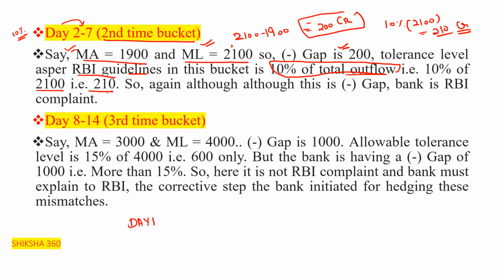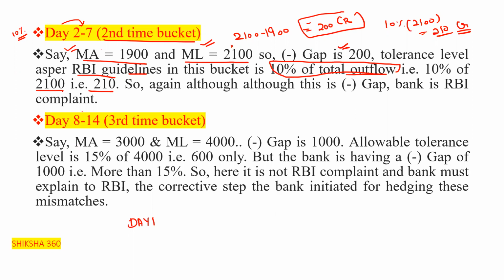So although this is a negative gap, the bank is RBI compliant because this limit is under the tolerance level. They have to manage their sources so that they come out of this liquidity risk, and they have to maintain positivity.